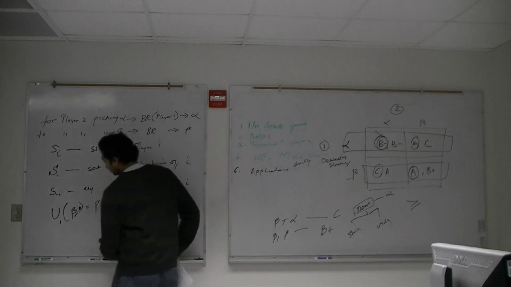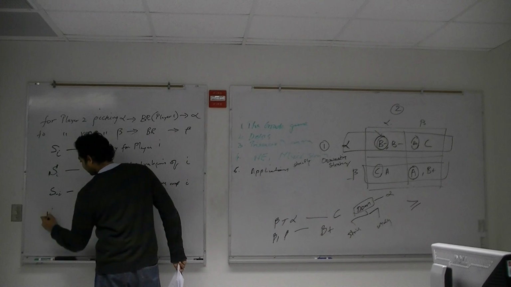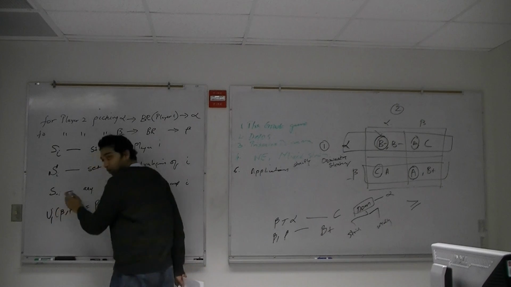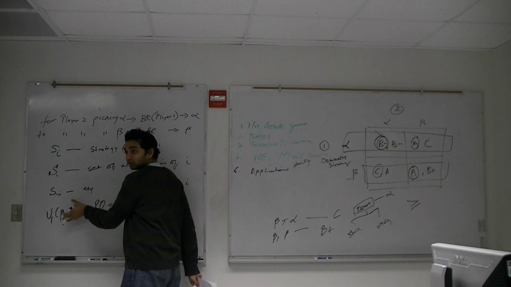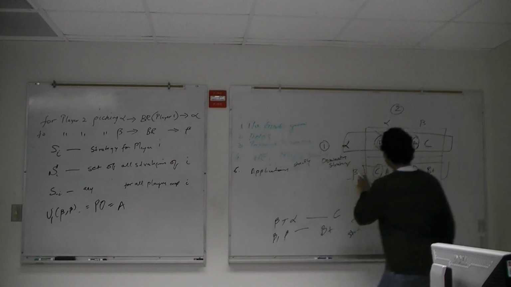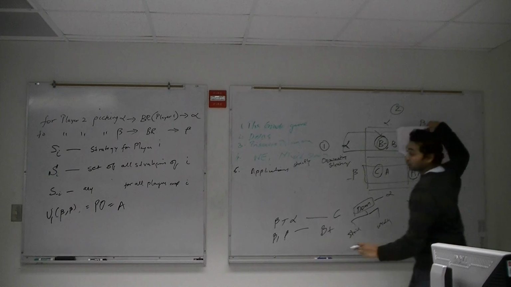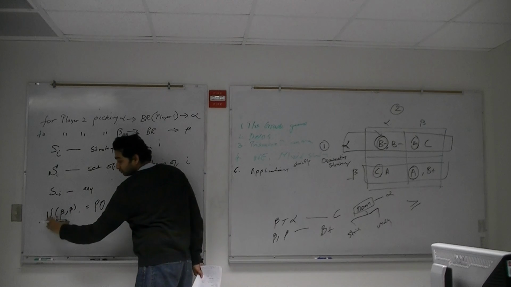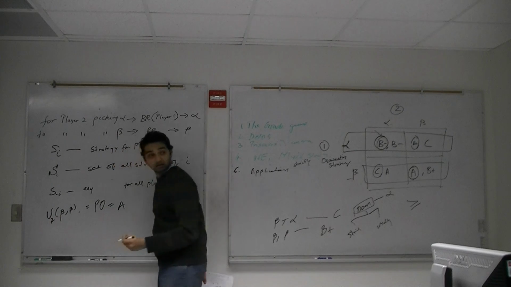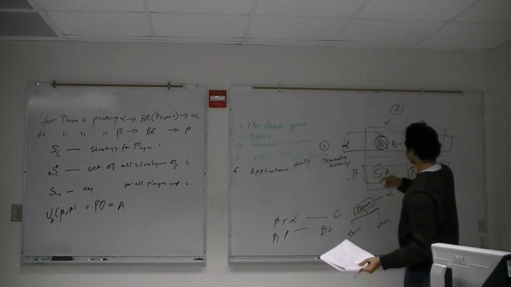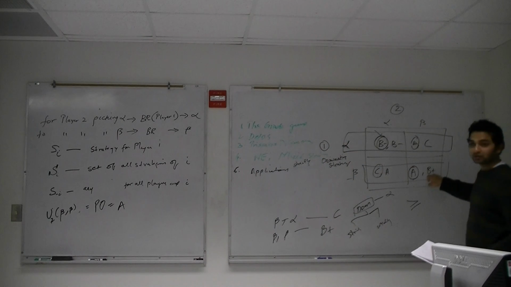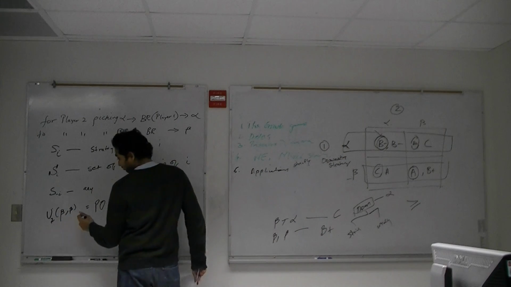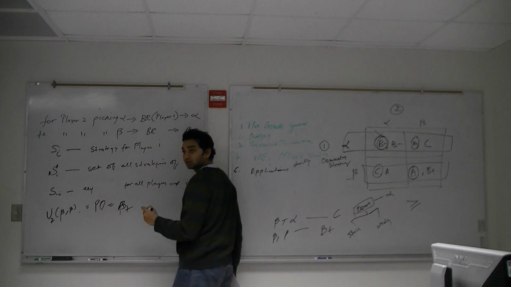No, it should be beta 1 and beta 2, our U1 of beta comma beta. Okay, this is player 1. This is always player 1. This is always player 2. So U1 of beta comma beta, right? And this is the payoff for the first player. So if this is U2 of beta comma beta, this will be B plus. This would be B plus.